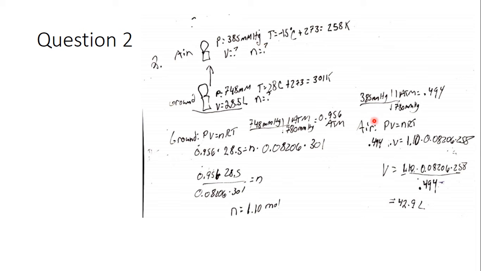So now we can figure out, okay, once we're in the air, how does the volume of our balloon change? So the pressure is now 0.494 atmospheres. Everything else is the same. We solve for V, remember PV equals nRT. Volume is 42.9 liters.